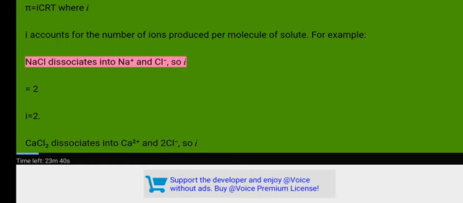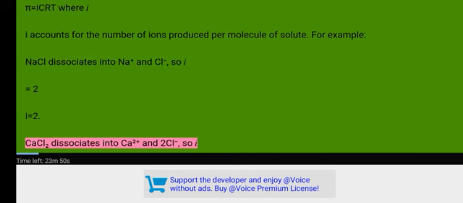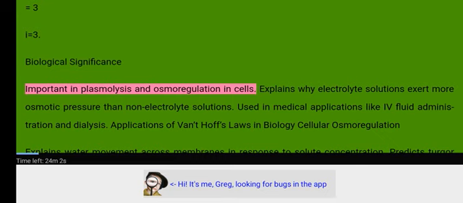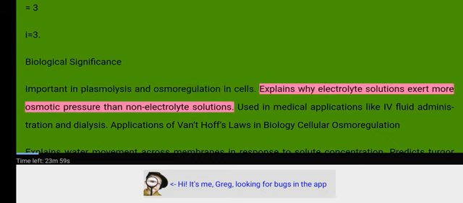For example, NaCl dissociates into Na+ and Cl-, so i equals 2. CaCl2 dissociates into Ca2+ and 2Cl-, so i equals 3. Biological significance: important in plasmolysis and osmoregulation in cells. Explains why electrolyte solutions exert more osmotic pressure than non-electrolyte solutions.